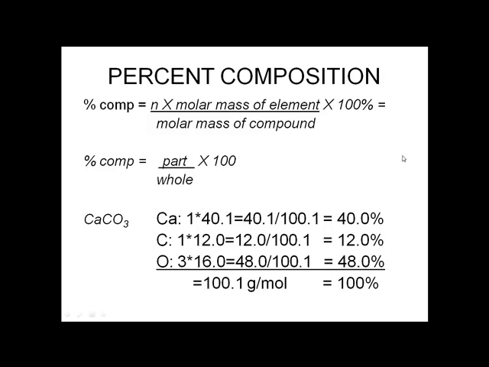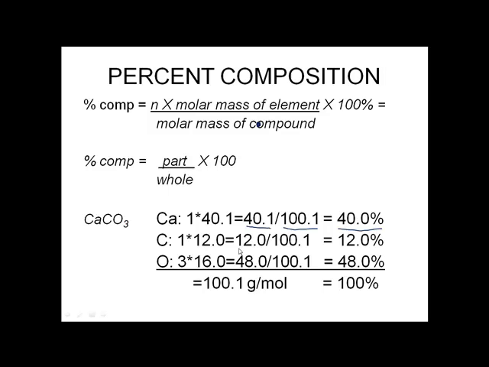If we look at an example we've already talked about before, we'll look at calcium carbonate. So calcium carbonate has a molar mass. We show all the molar mass work. Now all we do is take the part that's calcium, 40.1, divided by the total mass. Since the total mass is 100, it works out nicely. We'll get 40%.